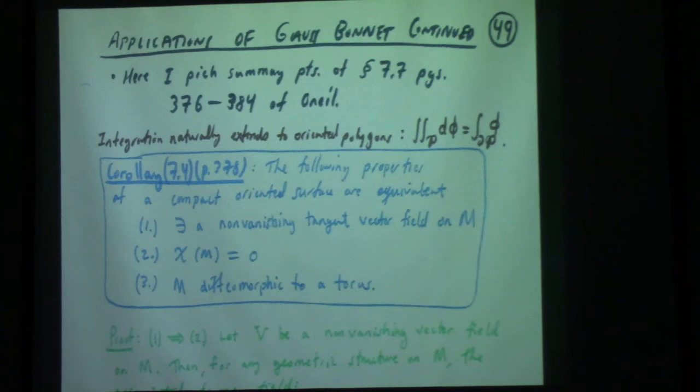So this is the corollary to one of the theorems. Let's see here. The following properties of a compact oriented surface M are equivalent. There exists a non-vanishing vector field on M. The Euler characteristic is zero. M is diffeomorphic to a torus.